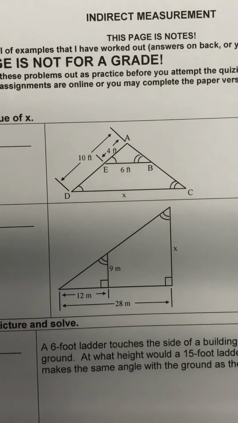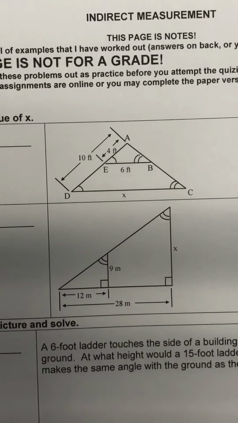Okay, for number 2, you have a right triangle right here, the small one, which is mostly what we'll be dealing with with word problems, and then this large one that goes all the way around. Okay, again, I'm going to do small triangle to big triangle. So I'm going to do the height first. So I'm going to say 9 over x, and then I'm going to use their bases, 12 over 28.